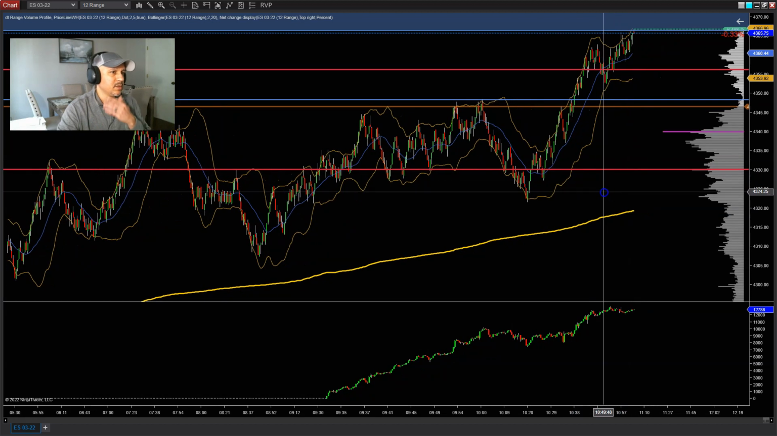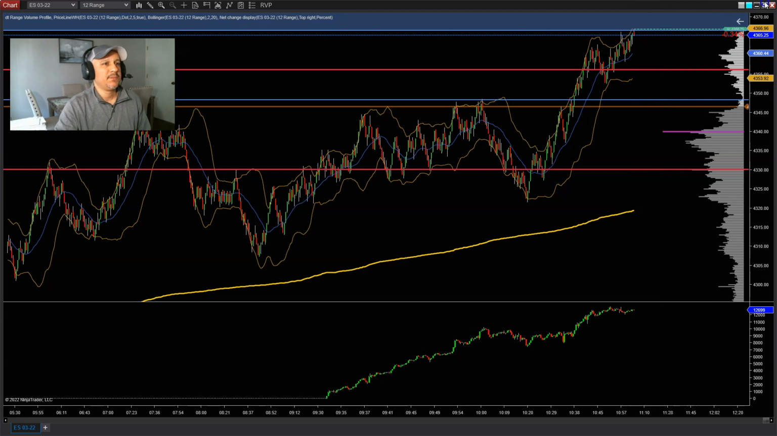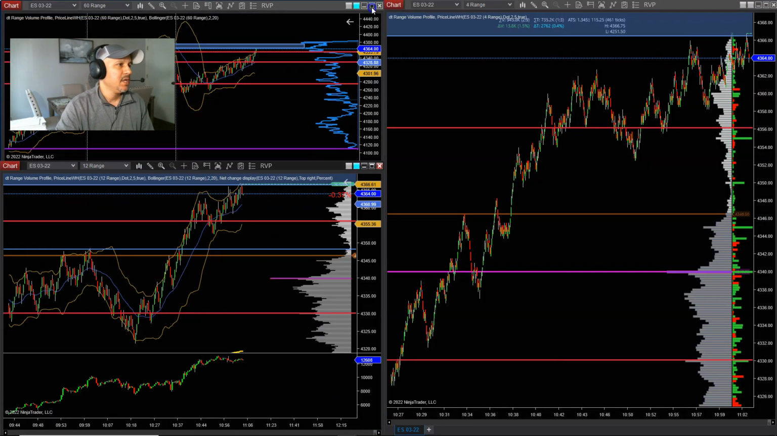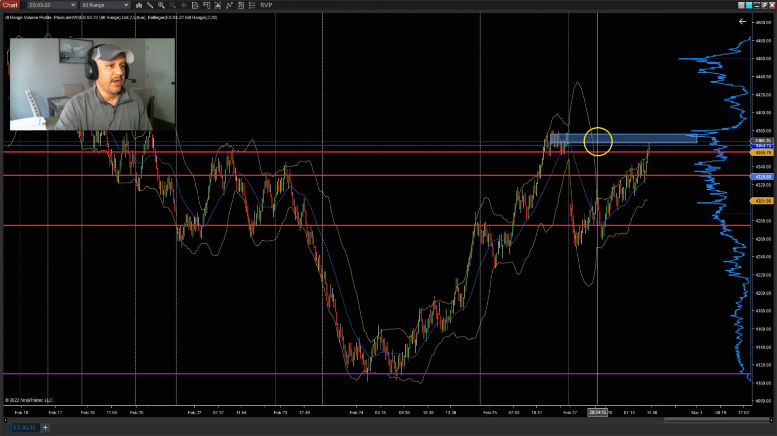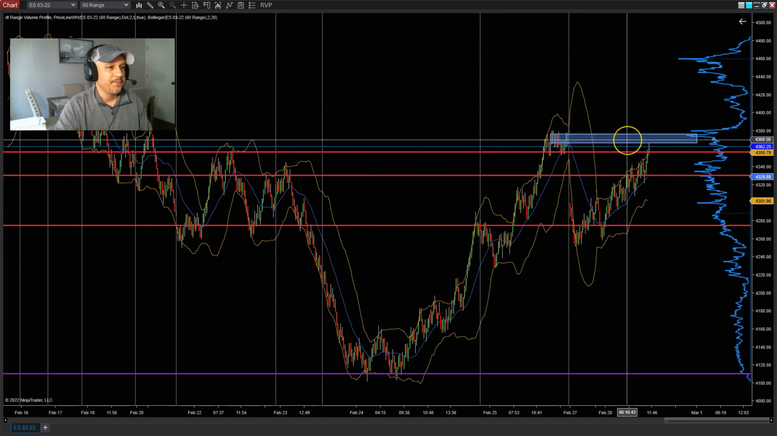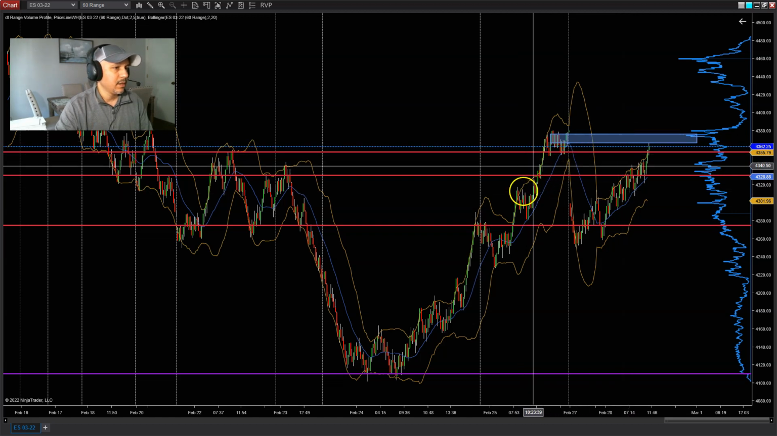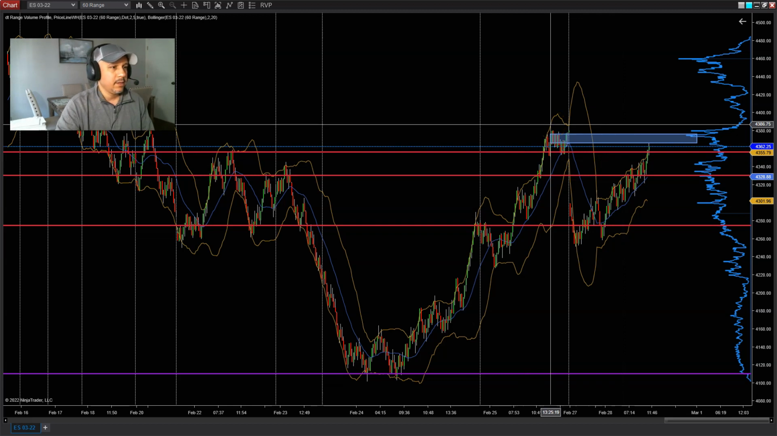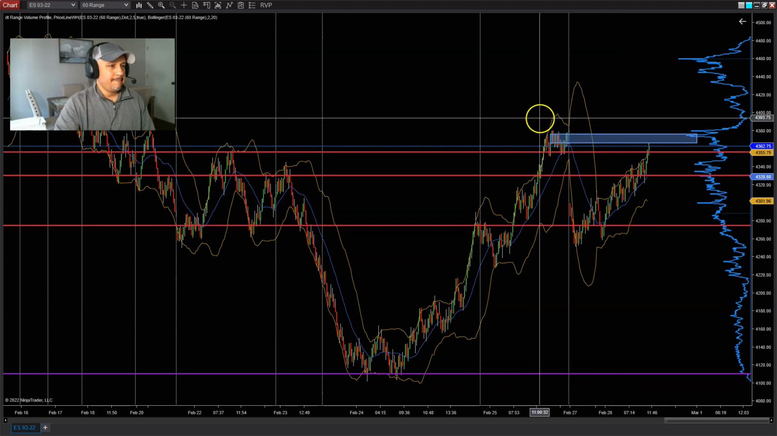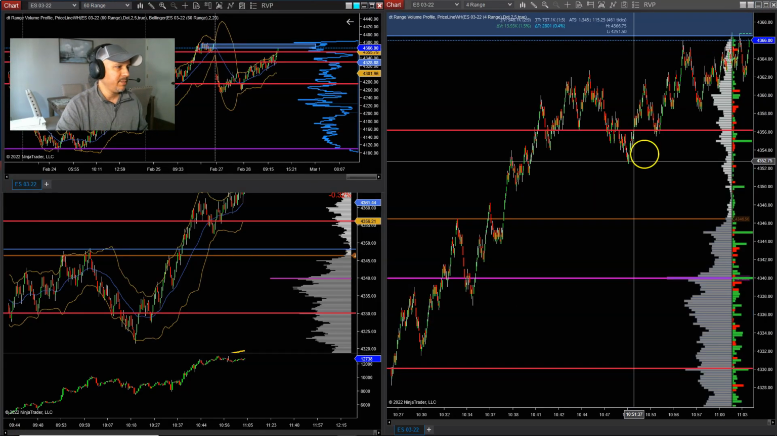So we're moving higher, and we're really tapping into that area of supply off the 1 hour now. I'll show you. You guys saw that right here. So we are pulling back into that 1 hour supply zone. So that's off the 1 hour, the 60-minute.